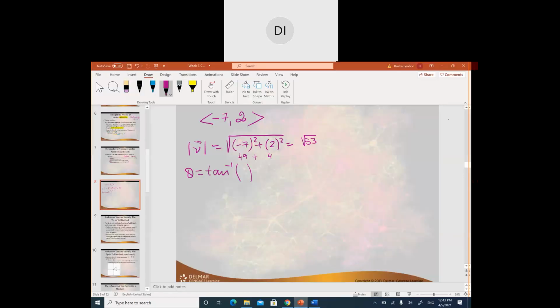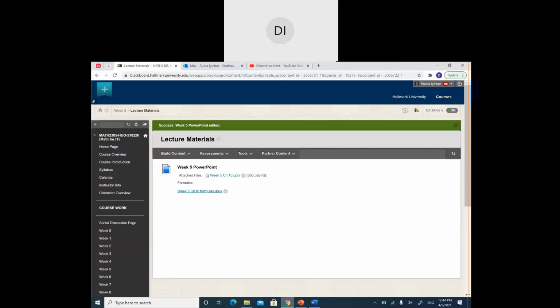So if this is my a, b over a, so it's going to be 2 over negative 7. And that's how you're going to put it in the calculator. And you're going to add 180 degrees. Okay? So in the calculator, I'm going to do it for you guys. I'm going to plug it in.